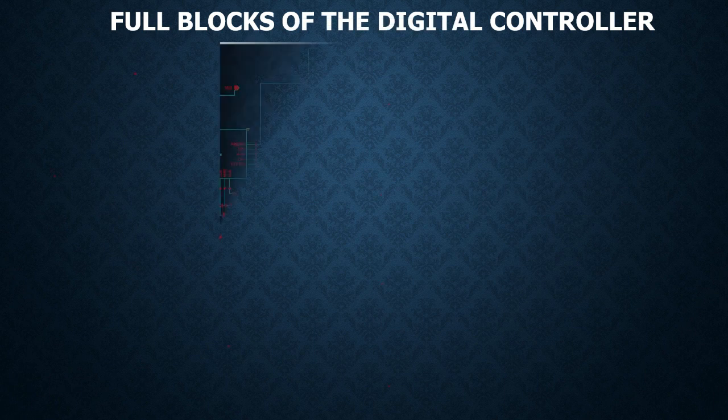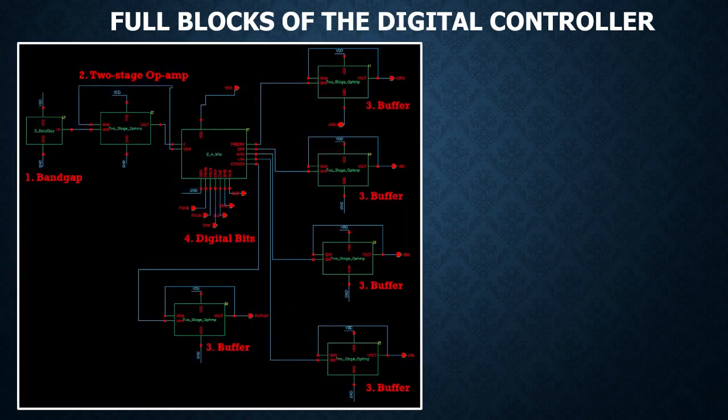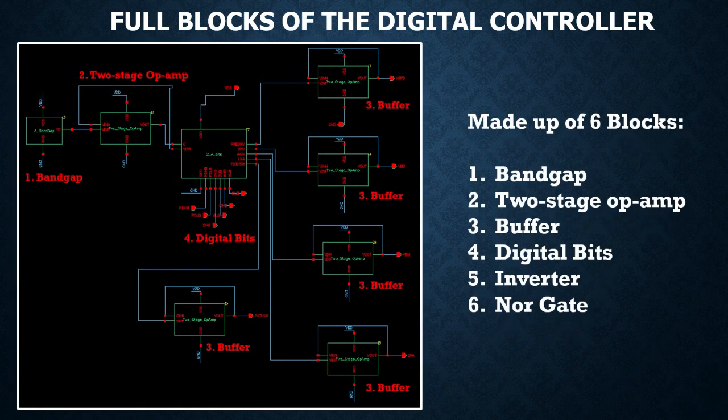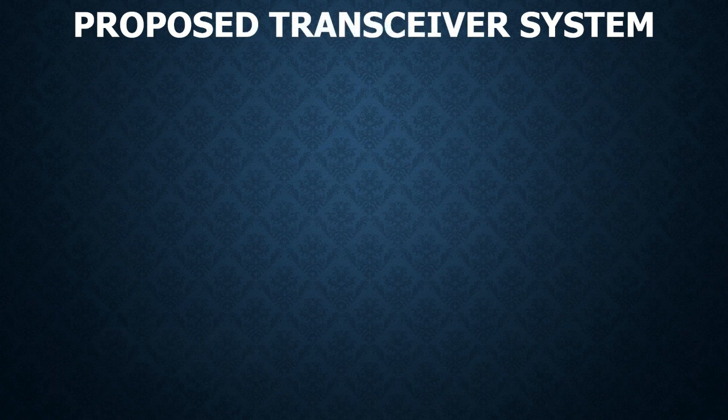Next, this is the full block of the digital controller. The digital controller is made up of 6 blocks. These 6 blocks are the band gap, 2-stage op-amp, buffer, digital bits, inverter and NOR gate. The inverter block and NOR gate block are inside the digital bits block. And now this is the proposed transceiver system.